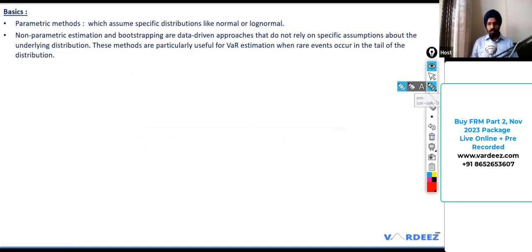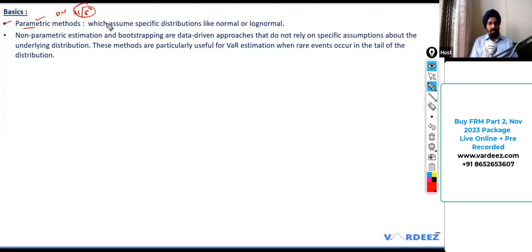So if I have to talk a little bit about the basics here. What we saw in the first chapter was parametric methods like the delta normal VaR. When I talk about parametric, essentially I mean we are talking about something which has parameters. For example, in a delta normal VaR, you have parameters like the mu and the variance. You need this data to calculate the VaR under the parametric methods.